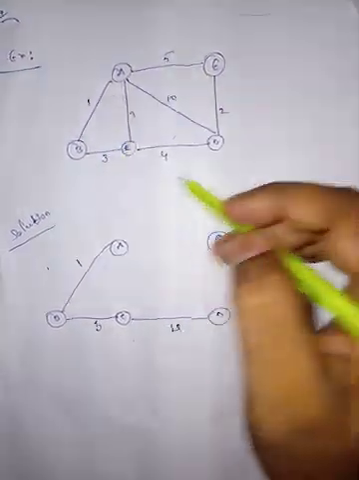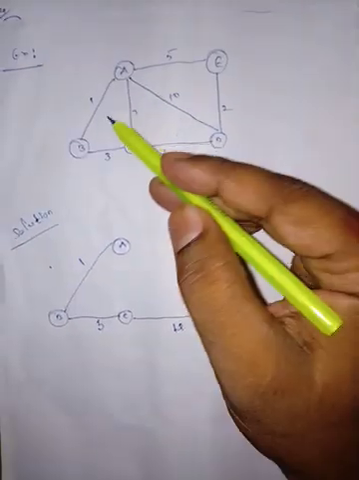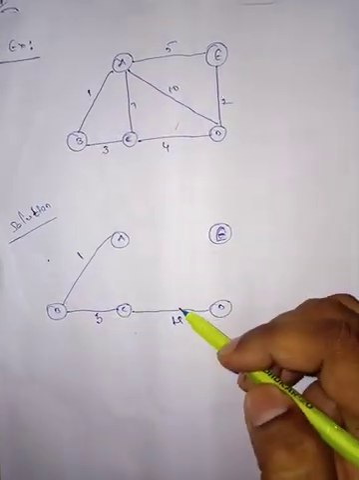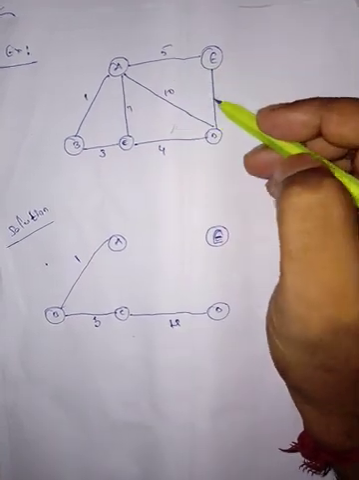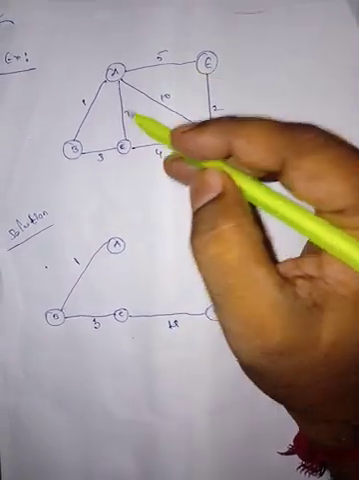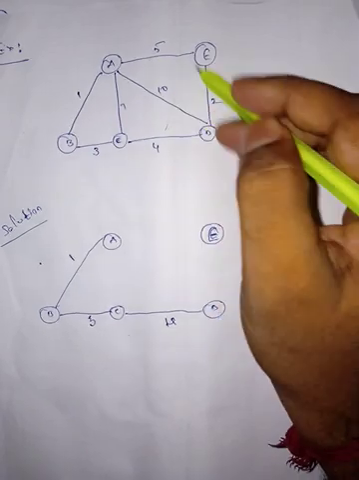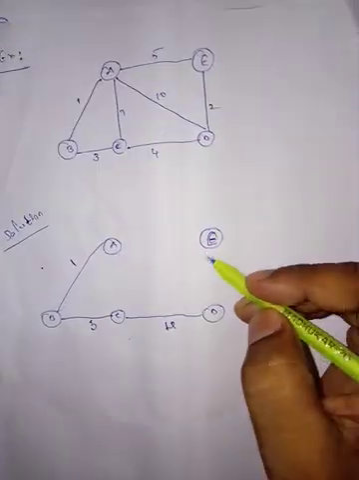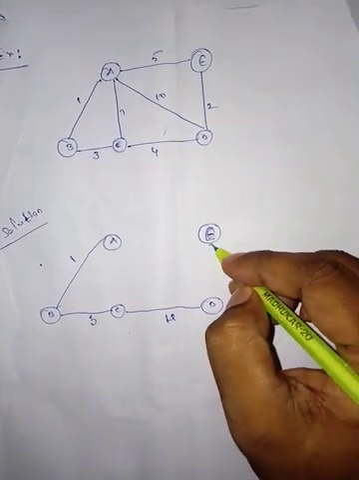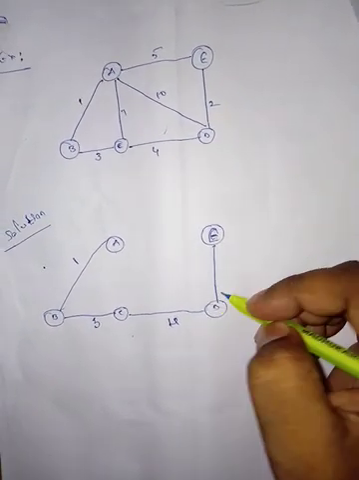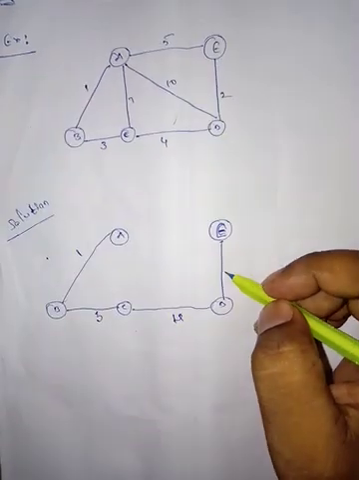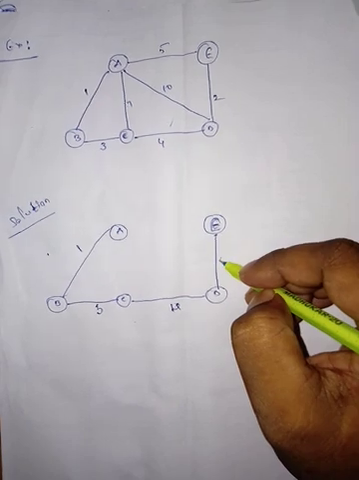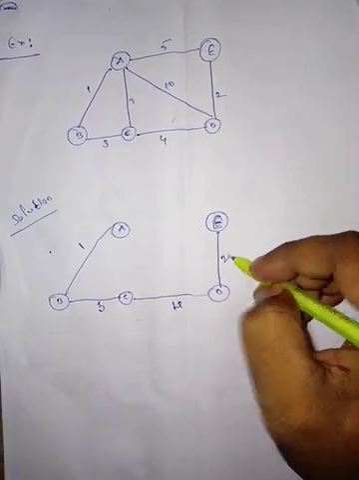Out of all these edges, 1, 3, 4 are already selected. The remaining 4 edges are 2, 5, 7 and 10. Out of these 4 edges, 2 is the least cost. I am selecting this one. If this edge forms a cycle, then reject that one and go with the next least cost. But this edge does not form any cycle, so I am going with this edge.